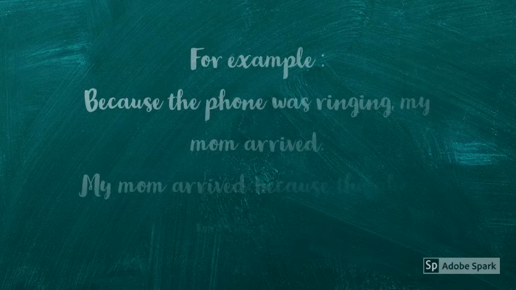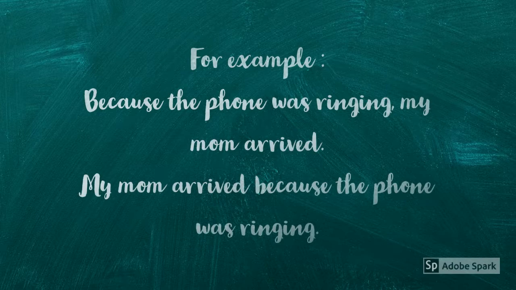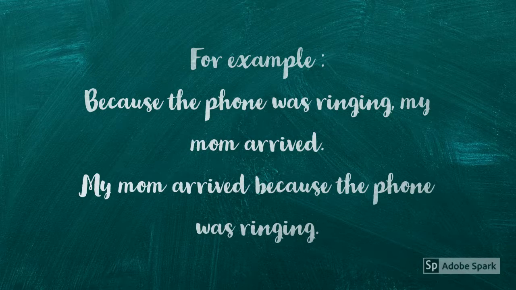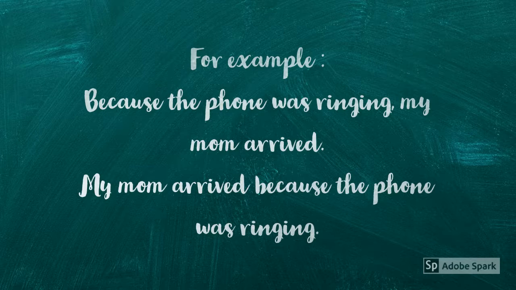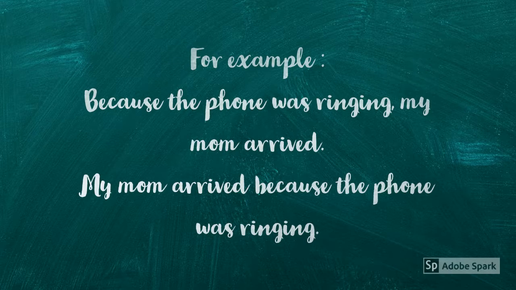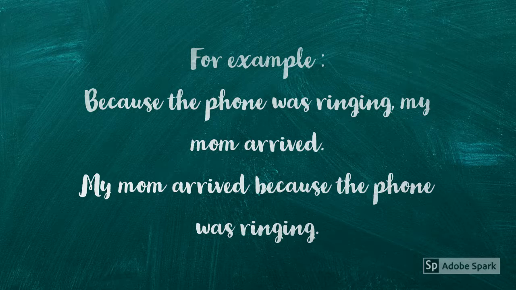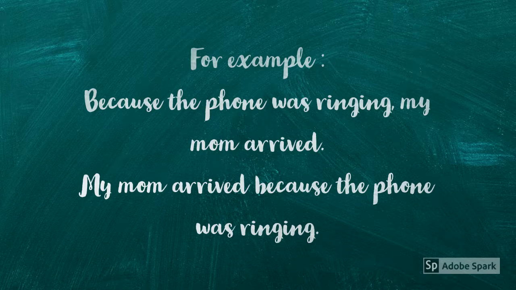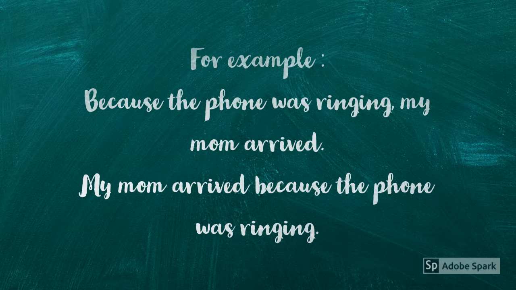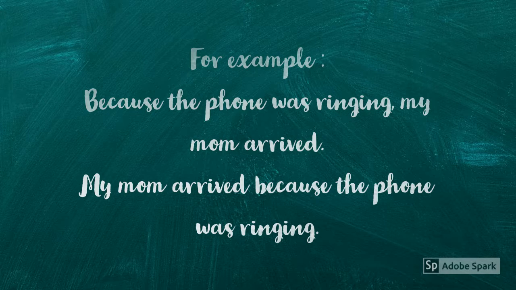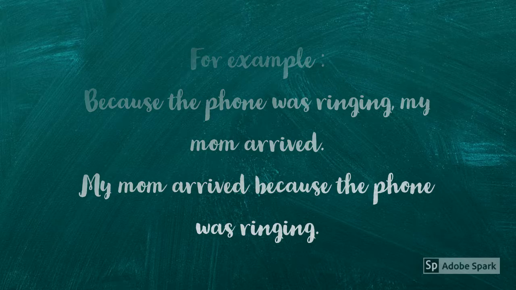You have to remember that if you use a subordinator at the beginning of a sentence, always put a comma after the dependent clause. Usually, if you use a subordinator in the middle of a sentence, you do not need to use a comma. For example, because the phone was ringing, my mom arrived. My mom arrived because the phone was ringing. You do not need a comma.